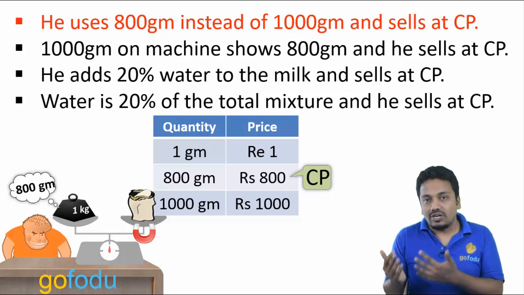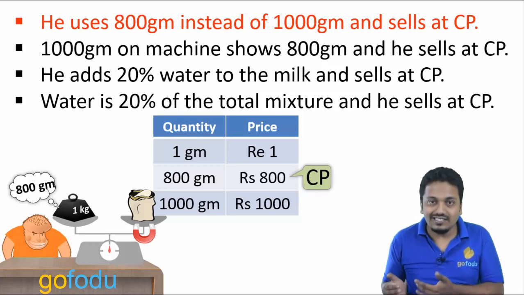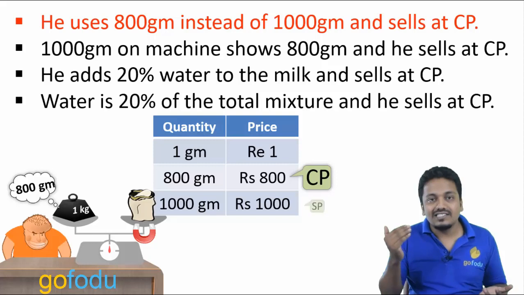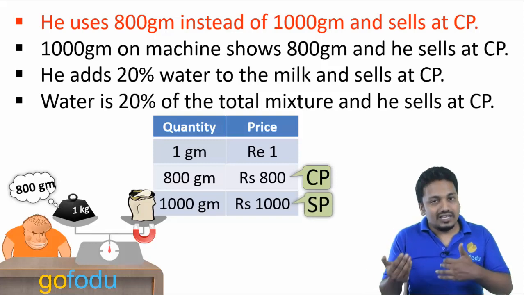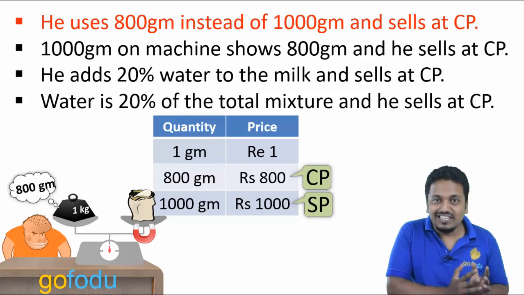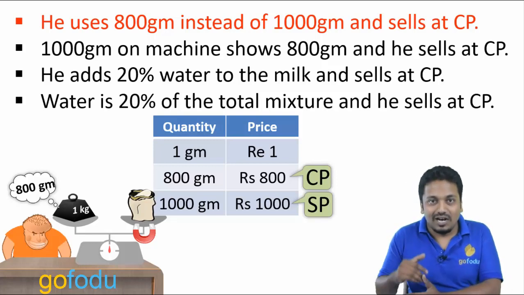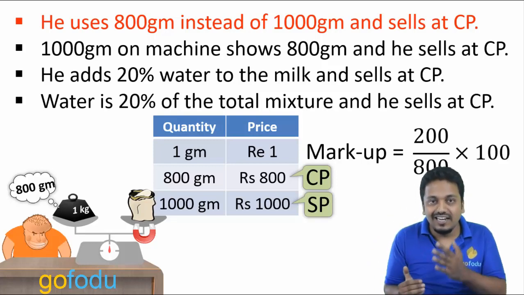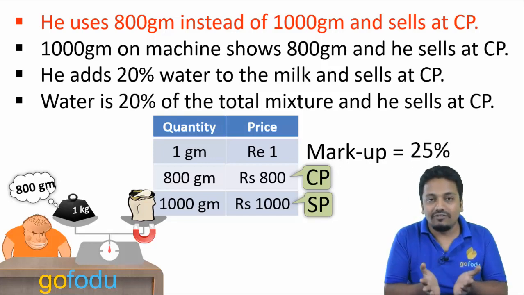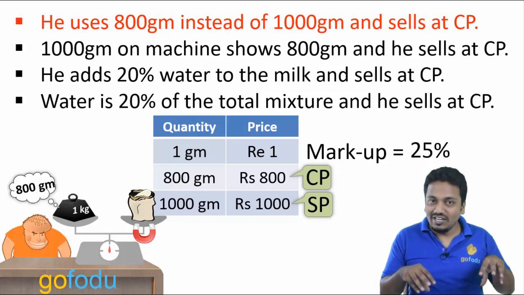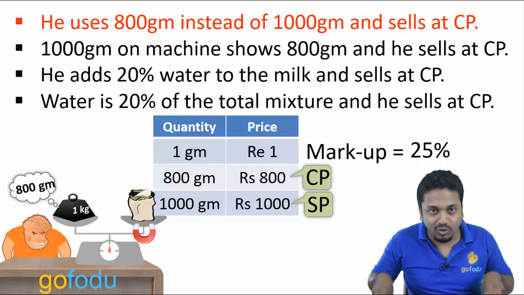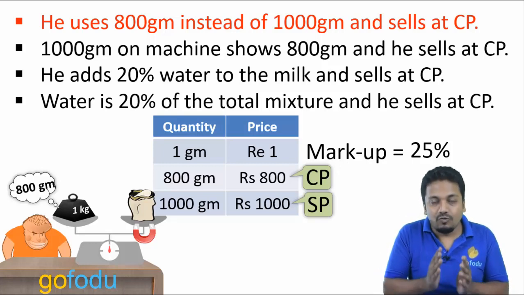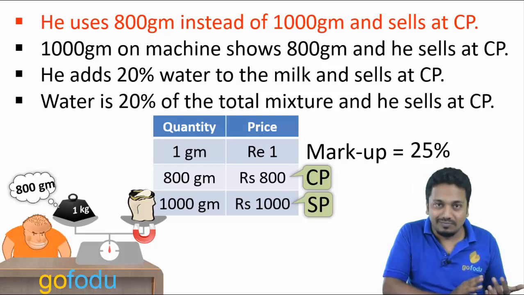But the shopkeeper is selling it for 1000 rupees, telling the customer that it is 1000 gram rice. But actually it is 800 gram rice. So 1000 rupees is the selling price. Okay. Now as there is no discount being offered, selling price is the same as the marked price. And markup percentage will be calculated on cost price. 200 upon 800 into 100. That will be 25%. So using a faulty weight and selling less stuff for more could be treated as markup. It is important that you are able to relate these. False weighing could be related to markup.